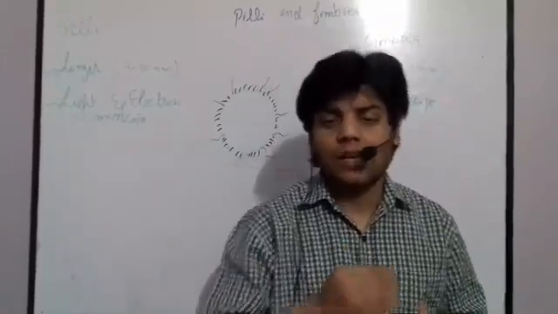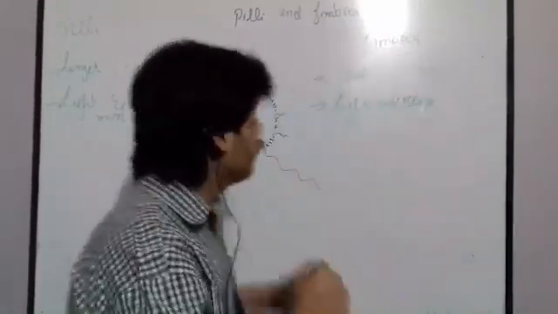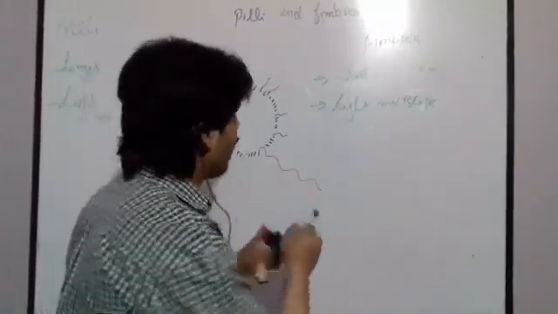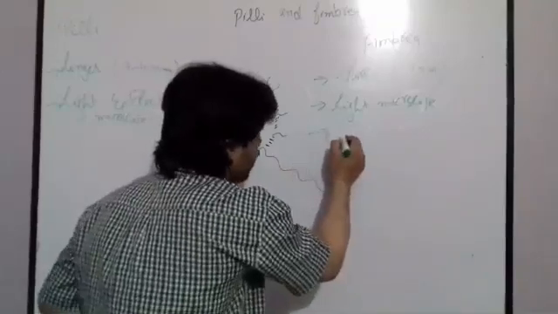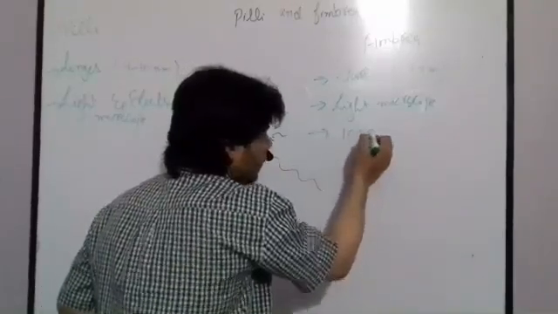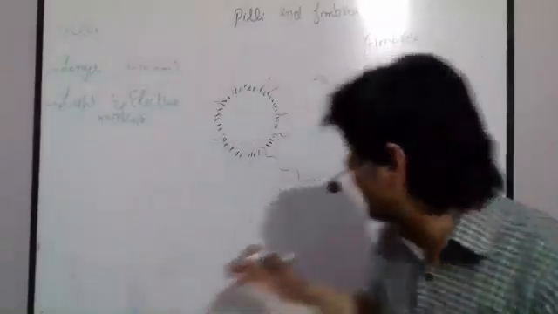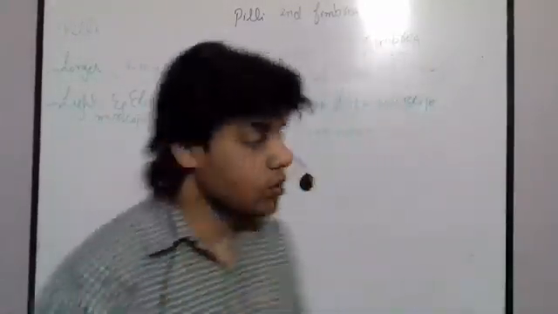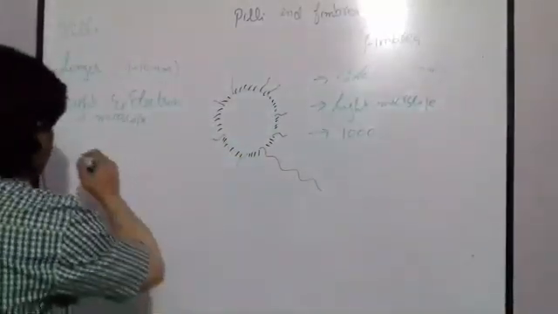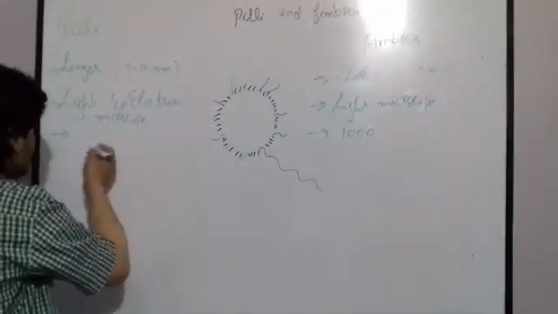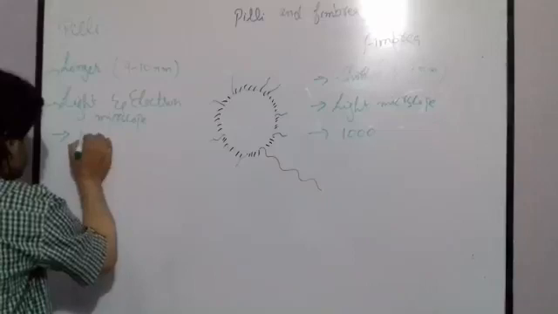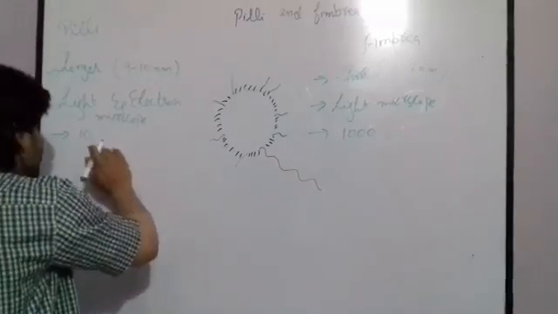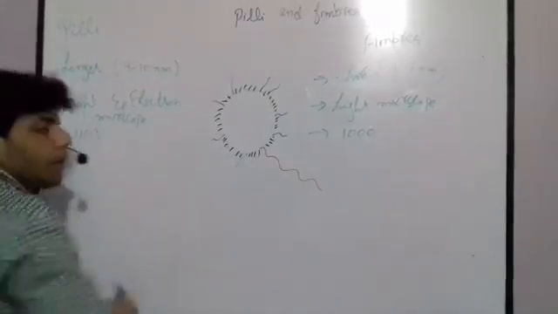The next difference is about their numbering. Fimbriae are almost 1,000 in number, and they cover the whole cell. But on the other hand, if we talk about pili, their number will be about 10.